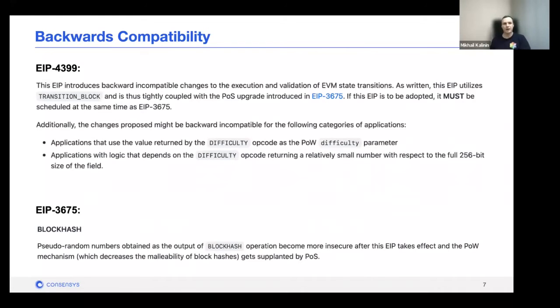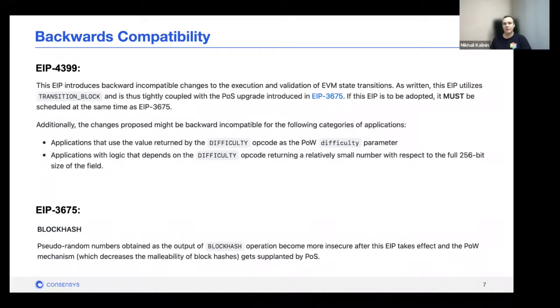Okay, so let's move to the backwards compatibility section, which is, I think, very important here. Obviously, this EIP introduces a backwards incompatible change to the protocol itself because it changed the semantics of the opcode, and it changed the block structure, the semantics of the mixed hash field. This is related to 3675 pretty much. So they are pretty tightly coupled, these two EIPs.